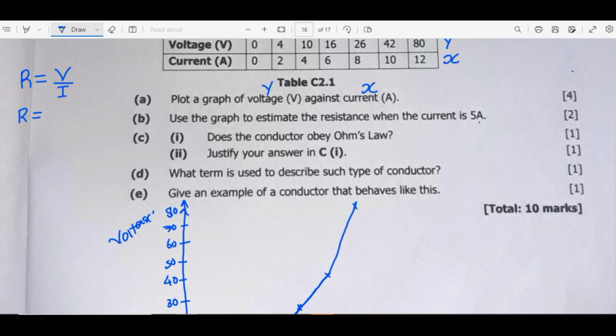Resistance is equal to voltage, which is 15, over the current, which is 5 amps. 15 divided by 5, we get 3 ohms. We move on to C, Roman numeral 1. Does the conductor obey Ohm's law?